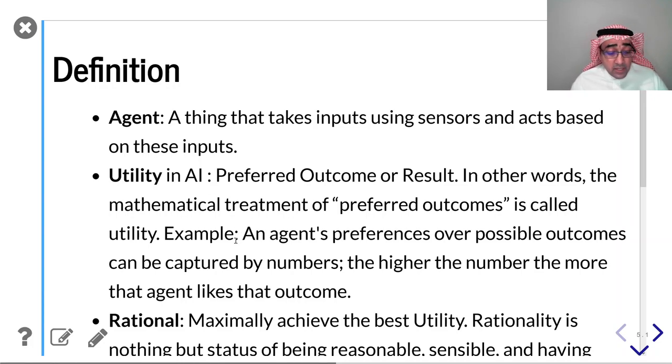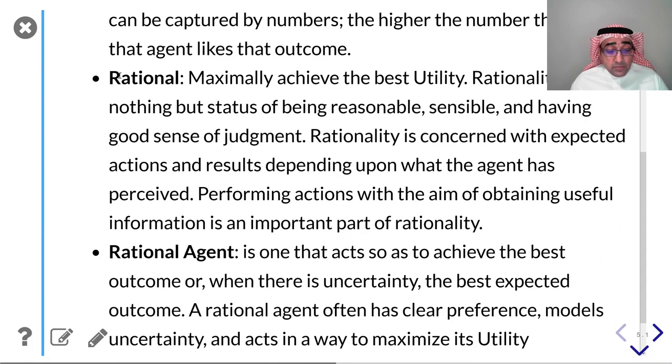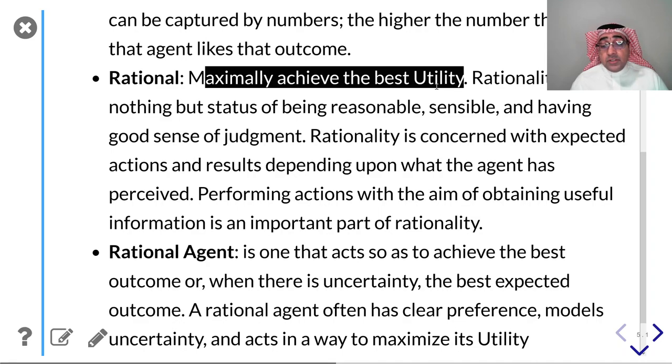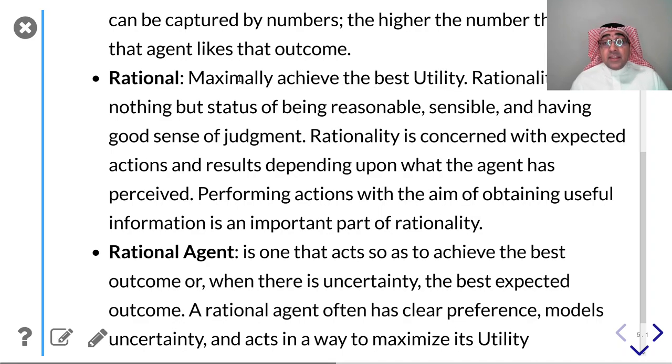So this is basically a utility. Now we'll talk about the rationale, okay? So rationale means maximally achieve the best utility. So it tries to maximize the best utility and to achieve it. For the example of the vacuum cleaner robot, it will try to maximize and reach 100% or one basically in the cleanliness after it performs its tasks, okay? So this is what the agent or what that machine is targeting.